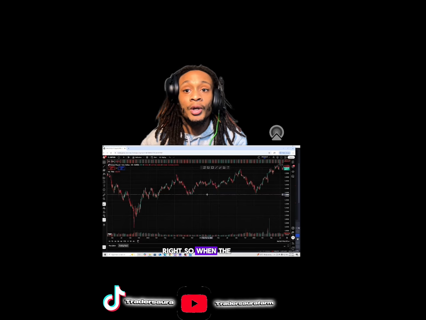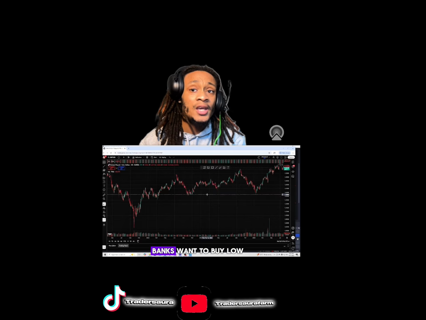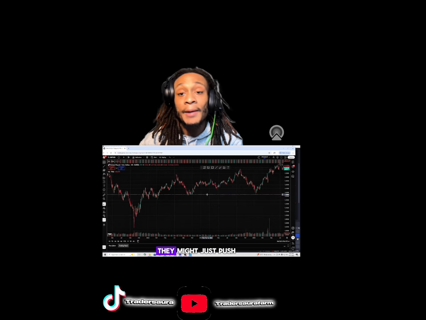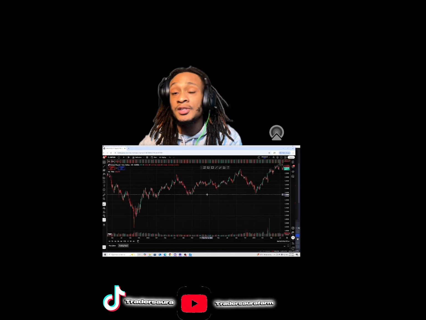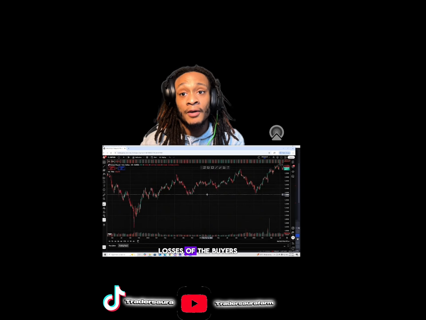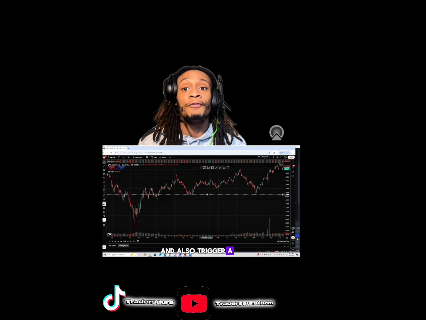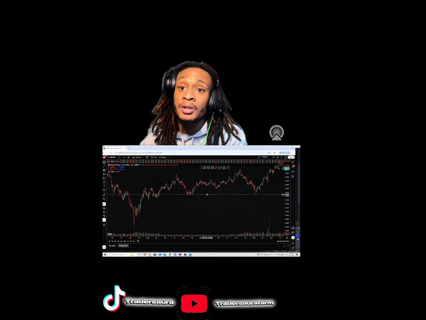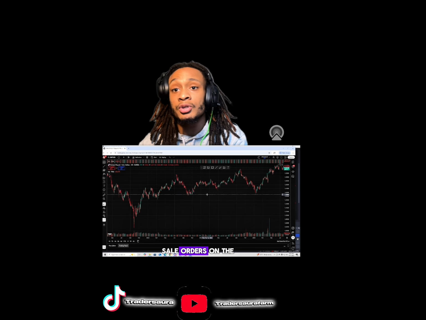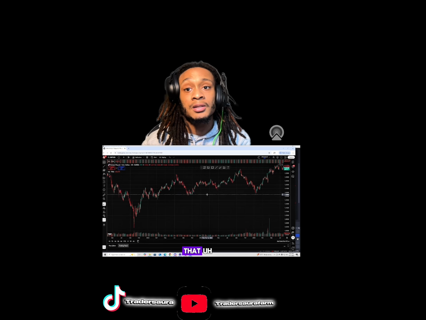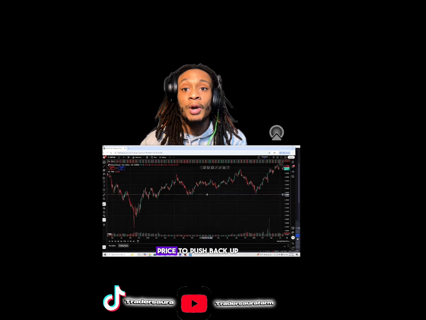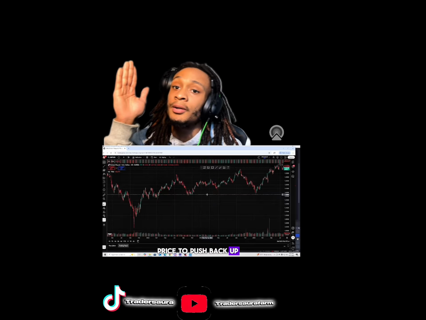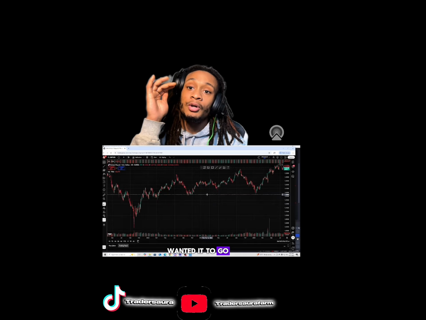So when the banks want to buy low, they might just push price lower below a support zone, activate all the stop losses of the buyers, and also trigger a few more sales. They want to trigger some sell orders on the break of that demand zone, just for price to push back up and go where they wanted it to go in the first place.